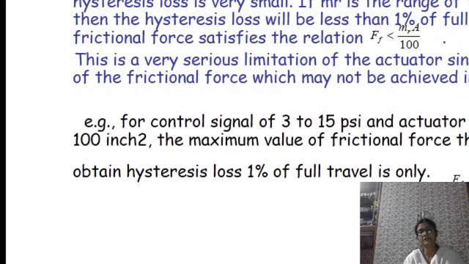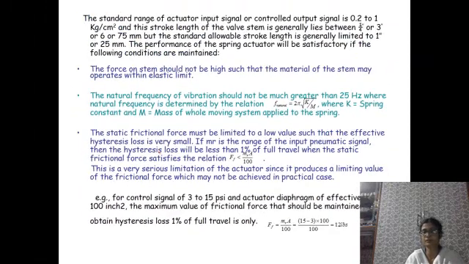Now the standard range of the actuator input signal, see, all these points are very important in terms of pneumatic control valve or pneumatic actuator. The standard range of actuator input signal or controller output signal is 0.2 to 1 kg per centimeter square, and the stroke length of the valve stem generally lies between 1/4 inch to 3 inch or 6 to 75 millimeter. But the standard allowable stroke length, that is the total range, is limited to 1 inch or 25 millimeter.